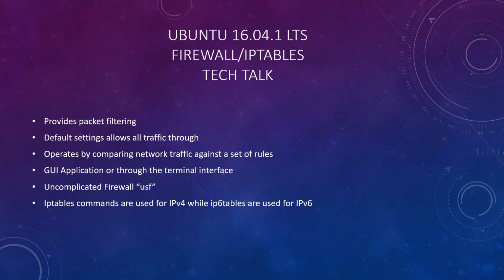Alrighty, now I'm going to go over the Ubuntu 16.04.1 LTS firewall, which is also known as IP tables. This provides packet filtering, network address translation, and management throughout all the other packets that are out there. It is one of the default settings in Ubuntu that allows traffic through. It operates by comparing network traffic against a set of rules.